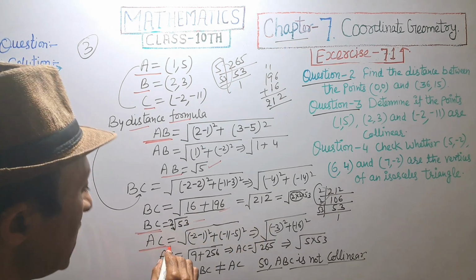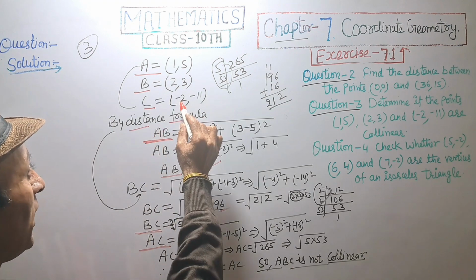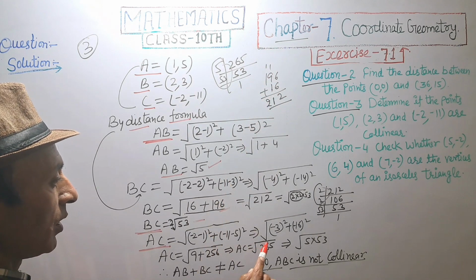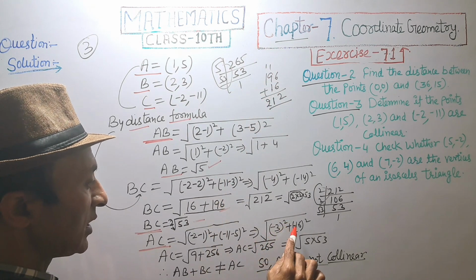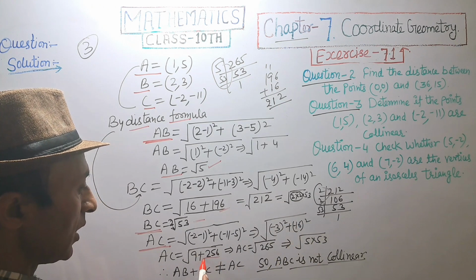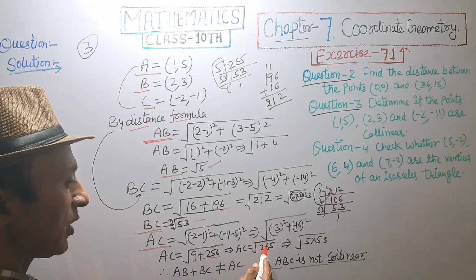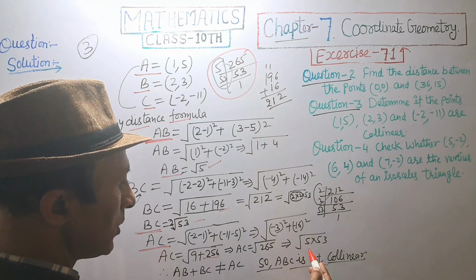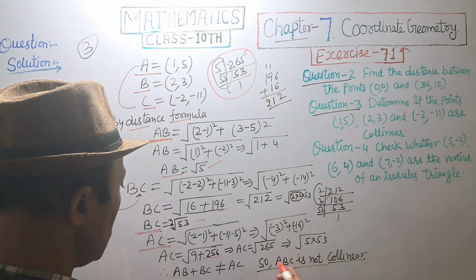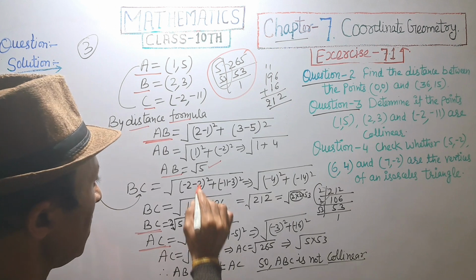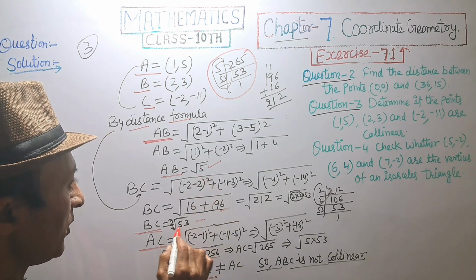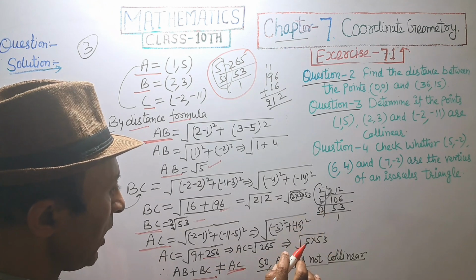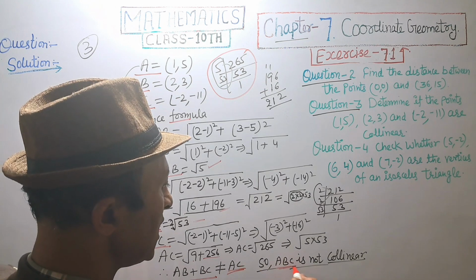Using the distance formula, AC is equal to (-2 minus 1) square plus (-11 minus 5) square. 3 square equal to 9 and 16 square is equal to 256. The sum of 256 and 9 is equal to 265. Factorizing 265, 5 into 53 with under root. But AB is root 5, BC is 2 root 53, and AC is 5 root 53, so AB plus BC is different from AC. So ABC is not collinear.